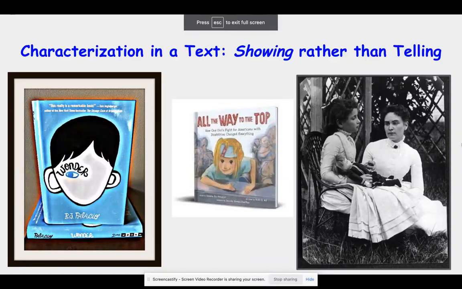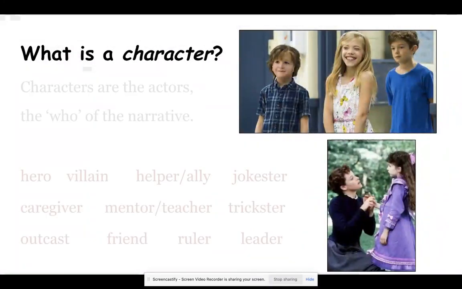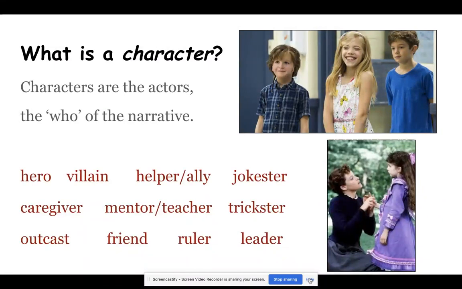Hi, everyone. Today we're going to talk about characters in a story and especially how to show rather than tell when we're creating characters. So, the first thing we need to sort of unpack is what is a character? It's often the who of a story, and they might take on different roles.